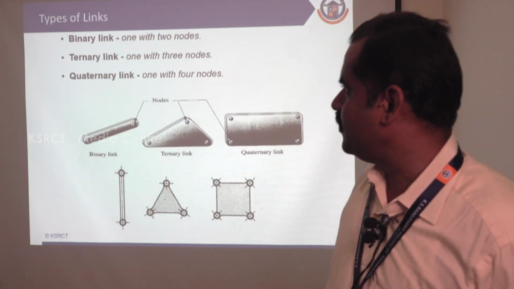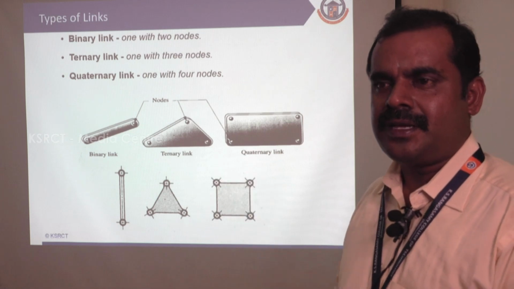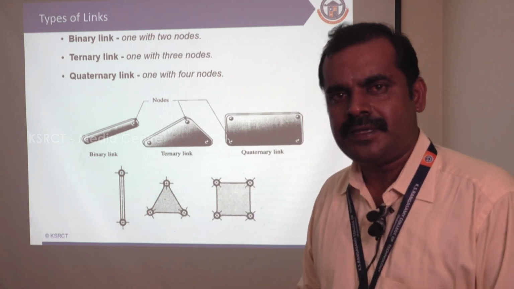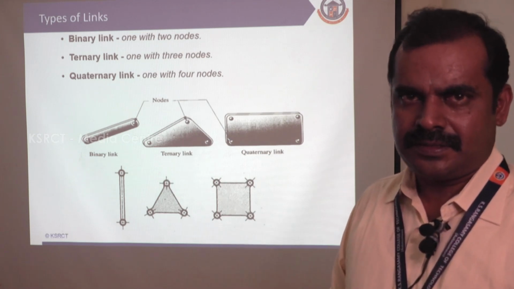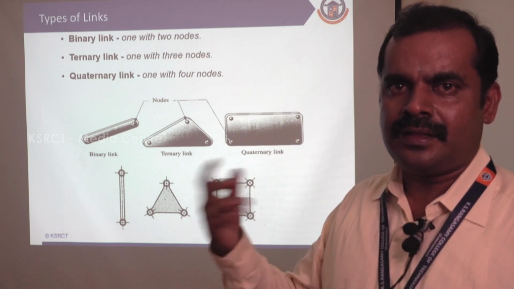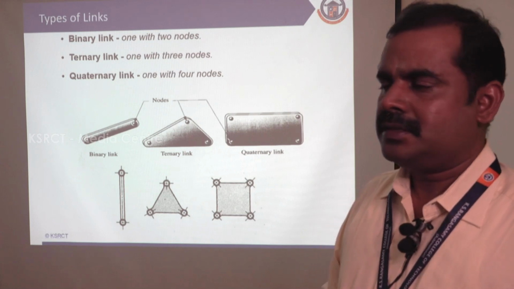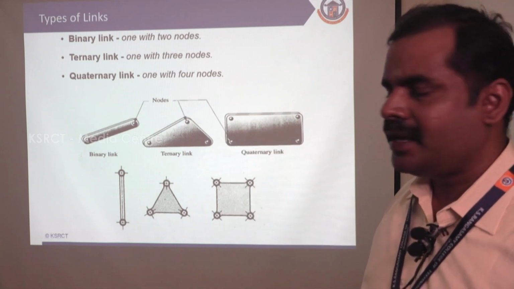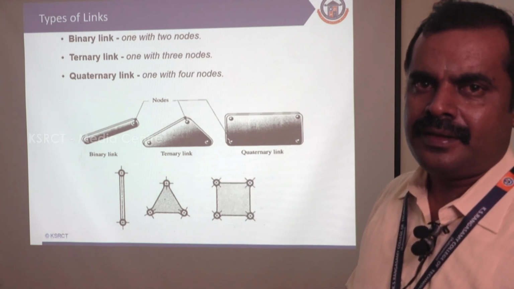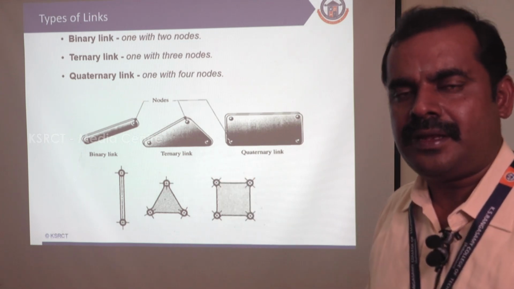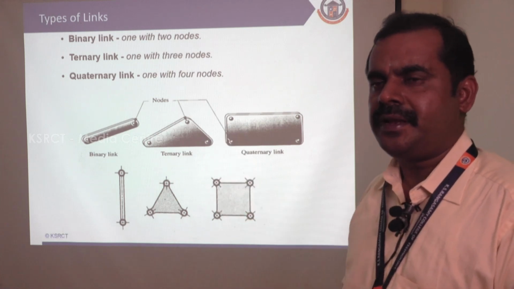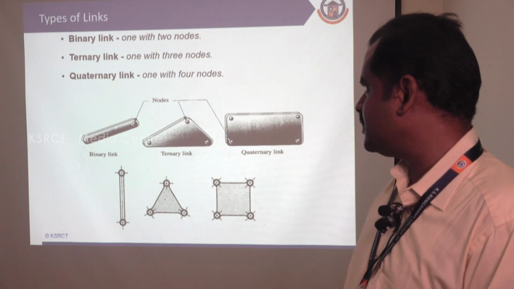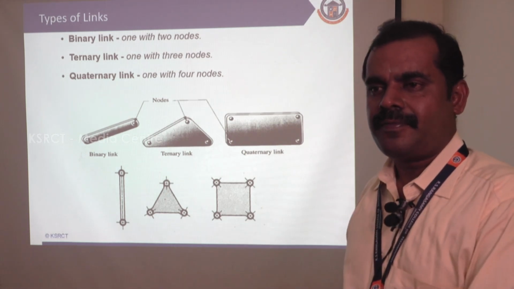So there are types of links. The basic types are binary link, ternary link and quaternary link. A binary link means we have two endpoints, so the link will be connected with two other links. At the ends we have nodes. In the ternary link we have three nodes at the ends, where we connect three links, and another one is the quaternary link, where we have four nodes at the ends. We can connect four links.